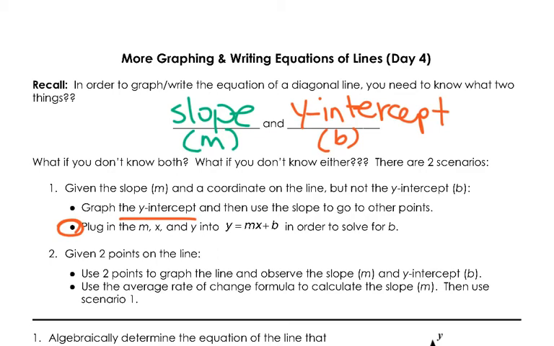Okay, I probably should have worded that differently. The other scenario is if you're given 2 points, we'll use the 2 points to graph the line and observe the slope and the y-intercept. You could always use the average rate of change formula, if you girls remember that. y2 minus y1 over x2 minus x1 to calculate the slope, and then use the same thing as in scenario 1. Okay, so those are 2 different things that you could do.